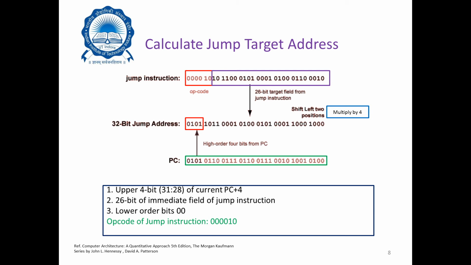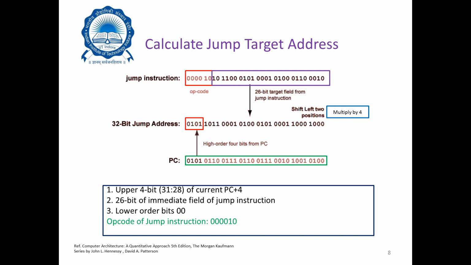So let's say I want to calculate the jump target address. How do I do that? Let's say the jump instruction. If you recall the J-type instruction format, it had two fields. First was the opcode field, and second was the pseudo direct jump address, right? So 26 bits of that and 6 bits of opcode. That makes it up as 32 bits.